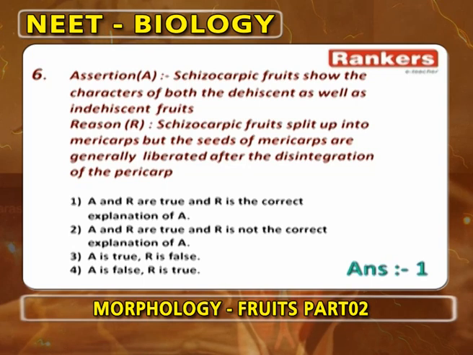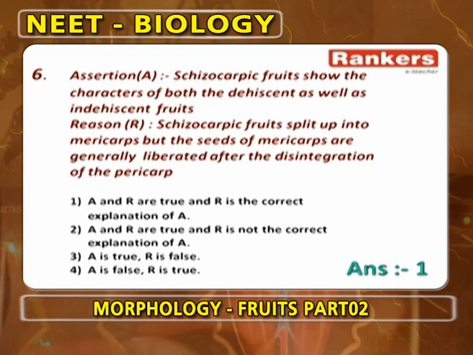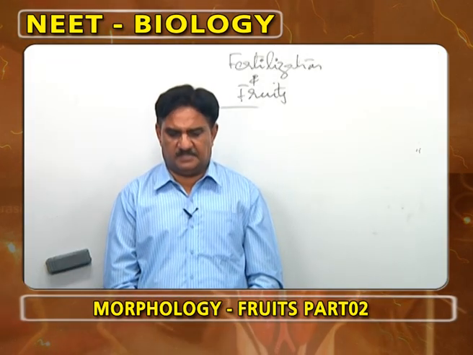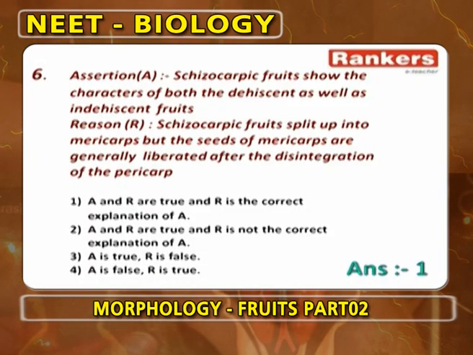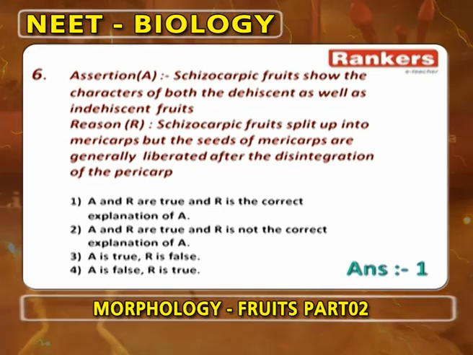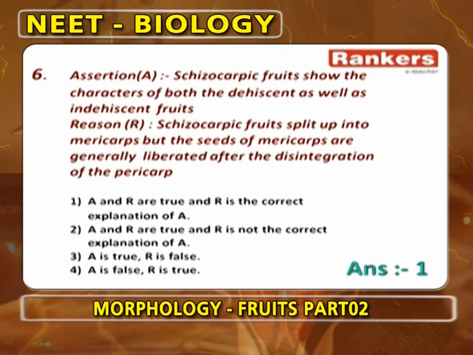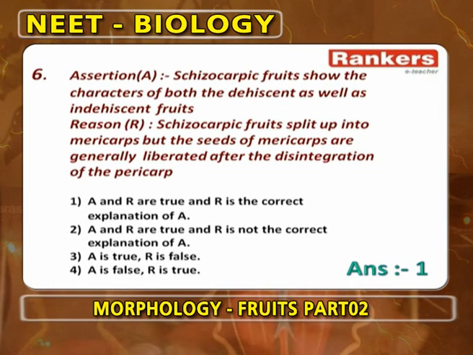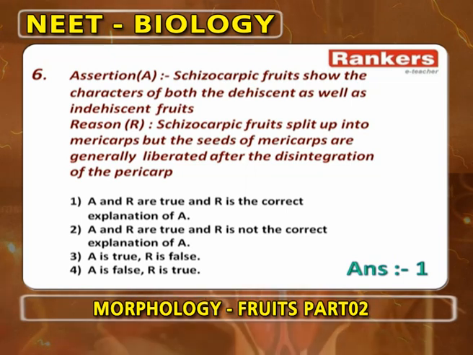Disintegration of pericarp. Example for this, the answer is: A and R are correct, and R is the correct explanation of A, because schizocarpic fruits show characters of both dehiscent as well as indehiscent fruits.